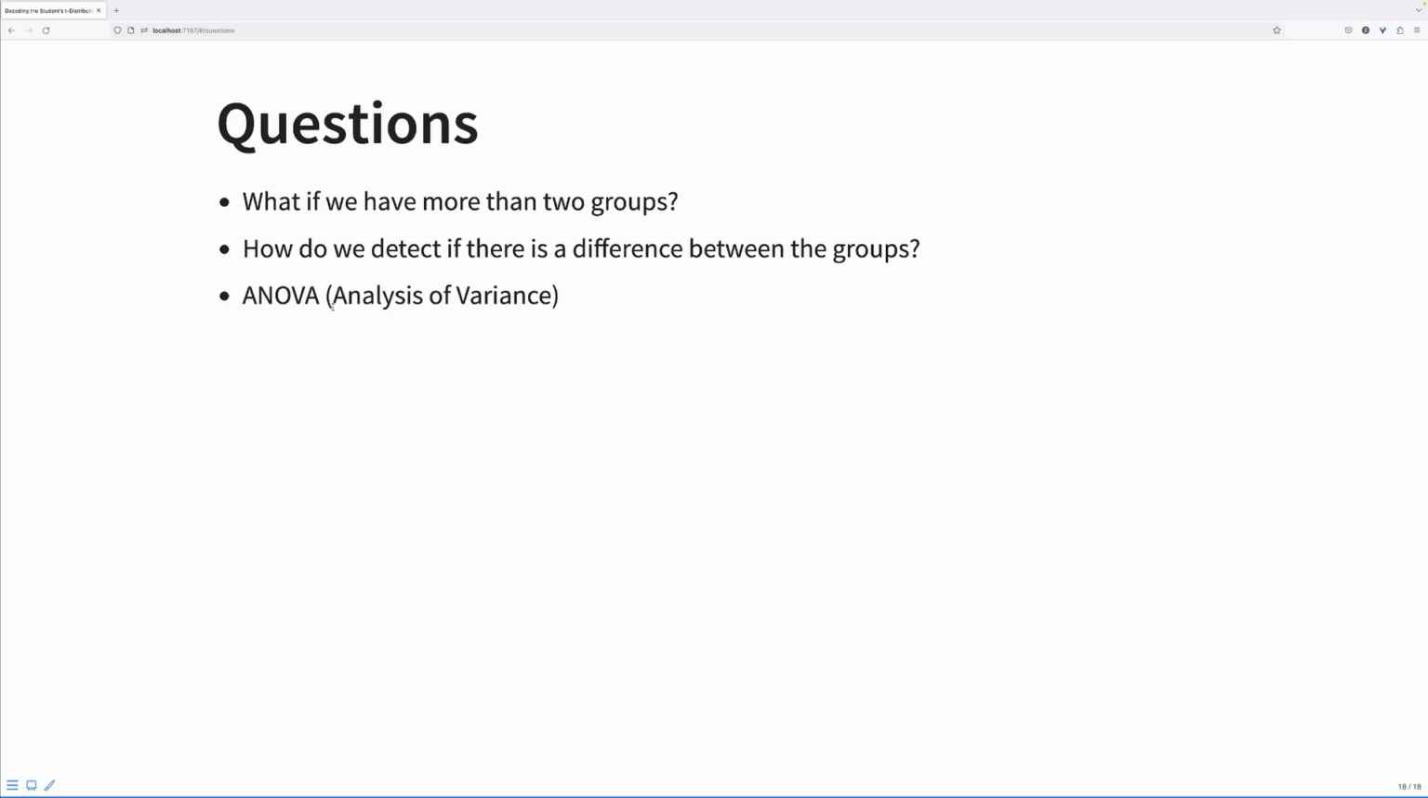So right now we compare the means of at most two groups, right? So what if we have more than two groups? And how do we detect if there is a difference between the groups? This is where ANOVA comes into play, which is the topic of the next video.